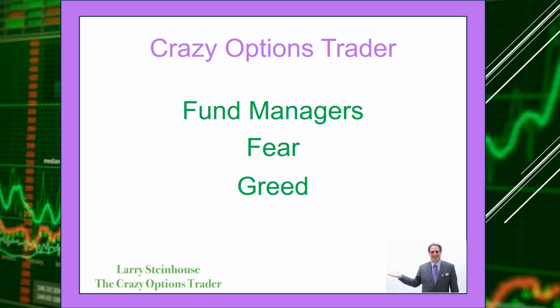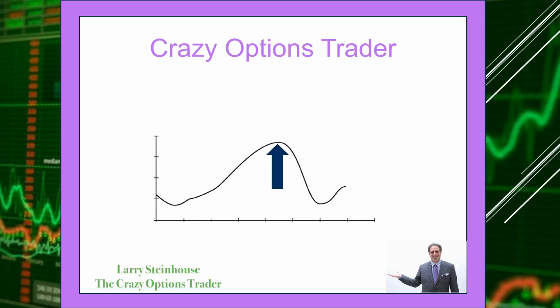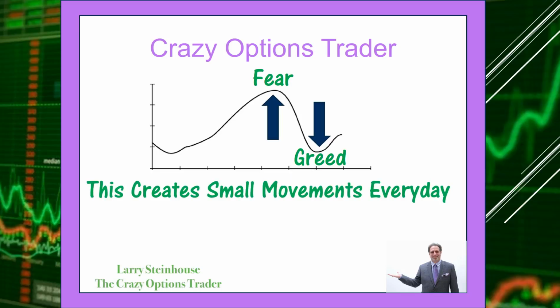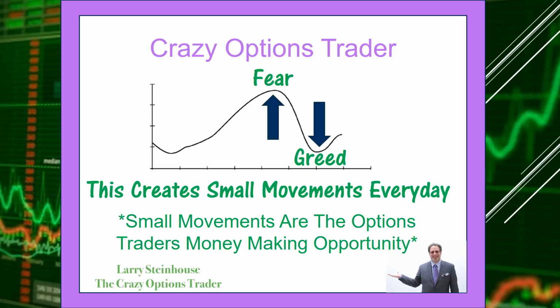It's that simple. If you remember the chart, we showed that when the stock is getting really high, the fund managers start to get fearful that they're going to lose money for their clients. When the stock goes really low, once again, they get greedy and they say, hey, I better buy now because I'm going to make a whole lot of money for my clients. Remember that these small movements are the options trader's money-making opportunity. By the way, greed is also called support, and fear is also called resistance. We will use these words in some further webinars, and they're good for you to know.